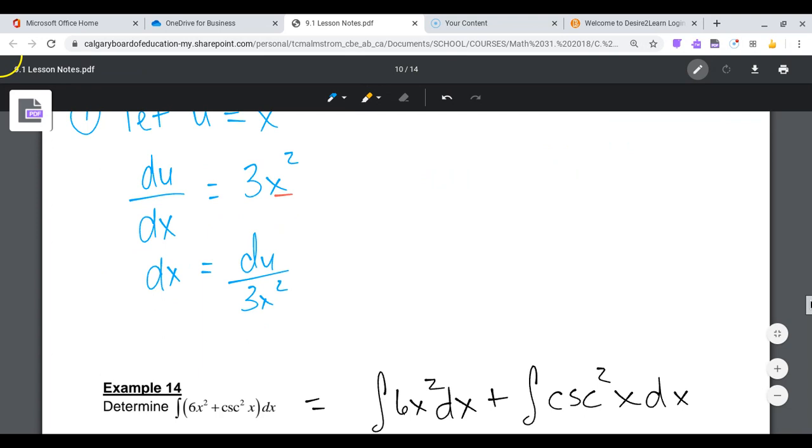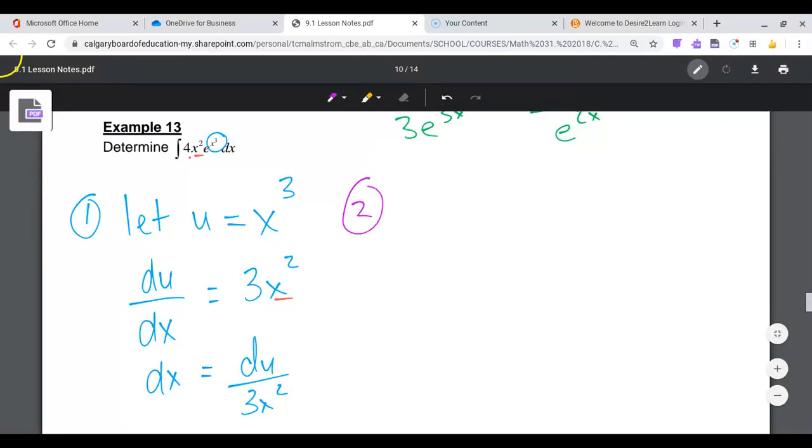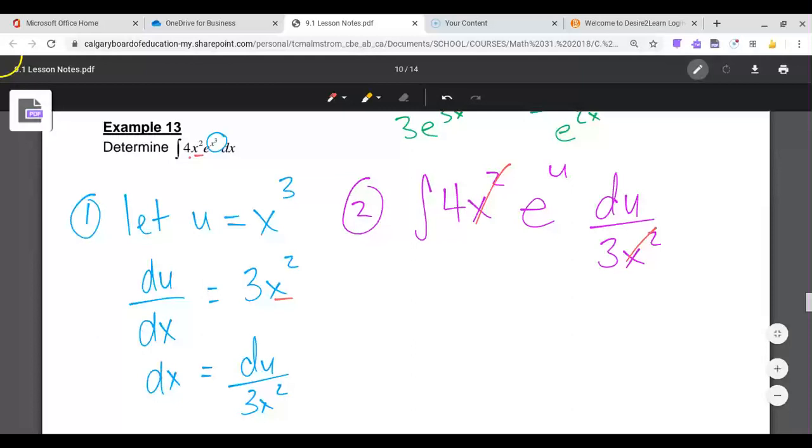Now we can do our substitution. So secondly, I'm going to integrate 4x squared. We didn't substitute that part. e to the power of x cubed. Now that's my u. And then I have that in terms of du on 3x squared. Now my x squareds can cancel, and it leaves me with the constant of 4/3, which I'm going to put in front of my integral sign, and then I'm integrating e to the power of u du.